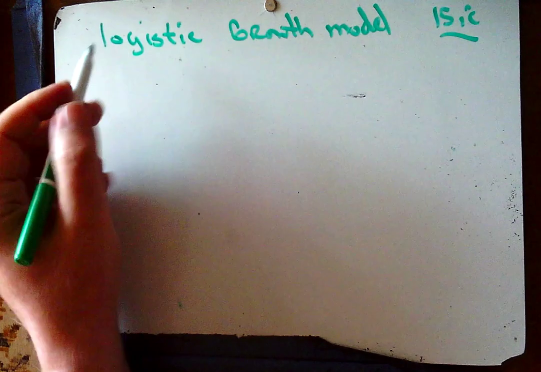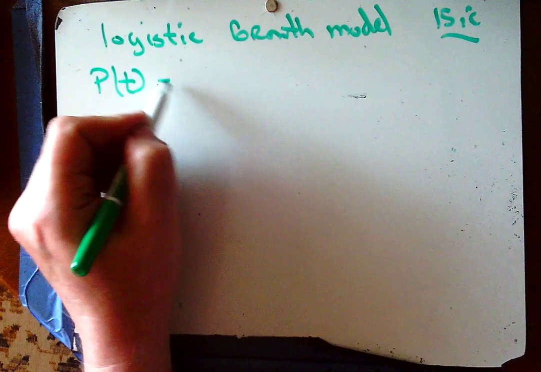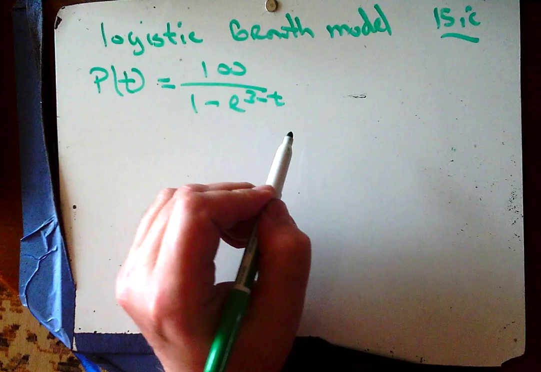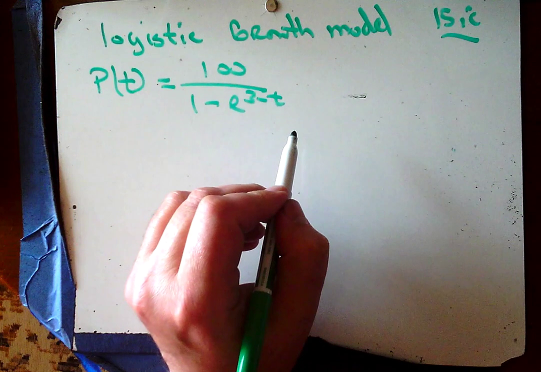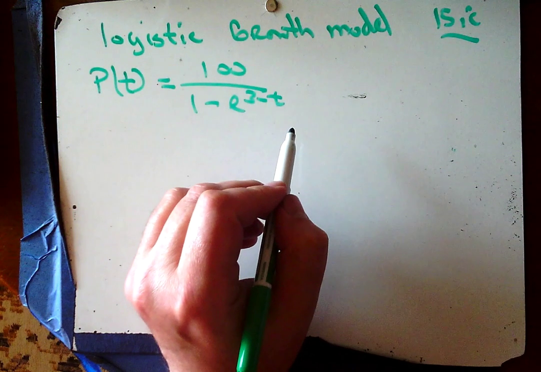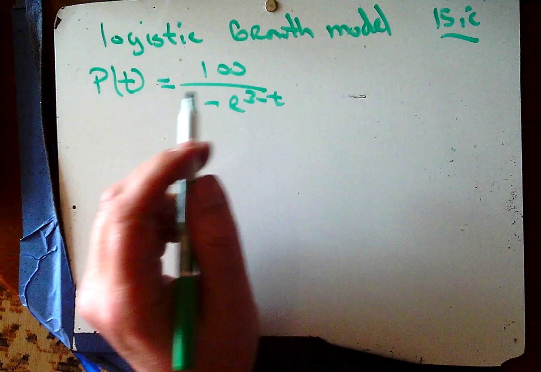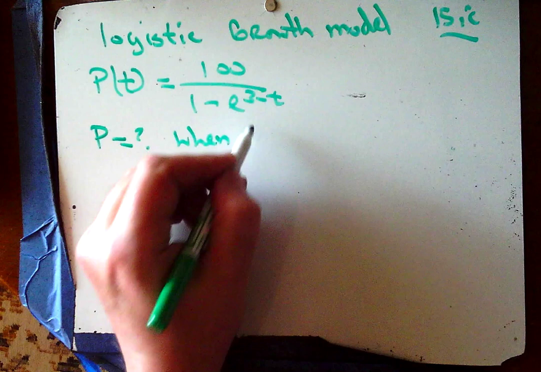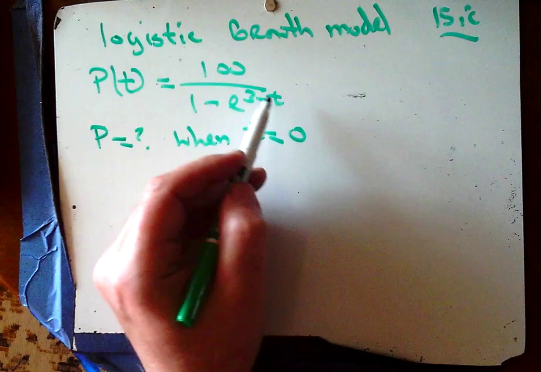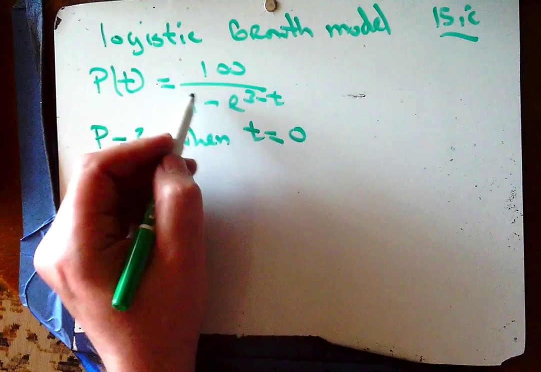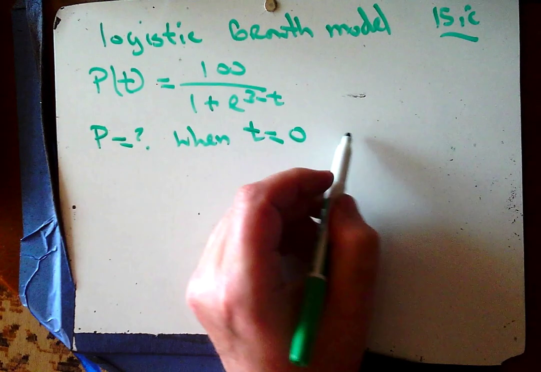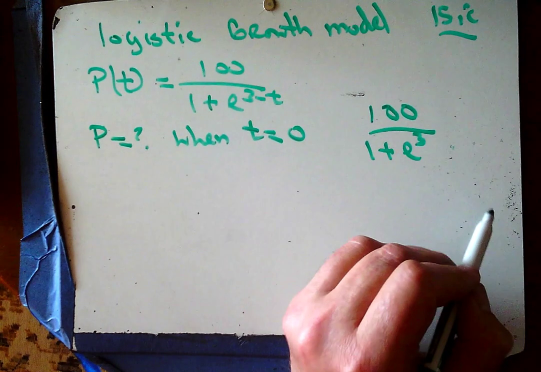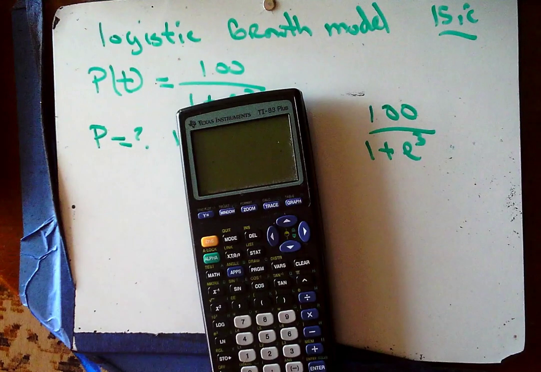Spread of flu in elementary school is given by P of t equals 100 over 1 plus e to the 3 minus t, where t is the number of days after students were exposed to infected students. Estimate the initial number of students infected. So we want to know what is P when t equals 0. So if I plug a 0 in there, I get 100 over 1 plus e to the third.